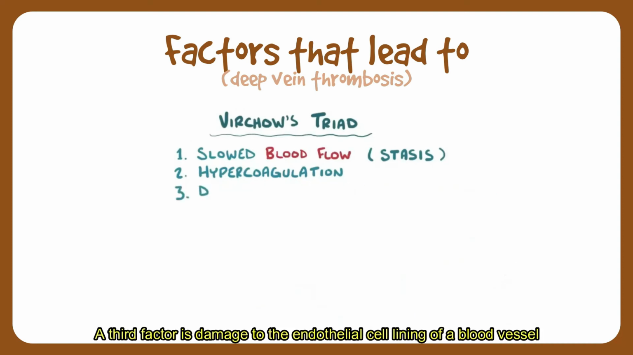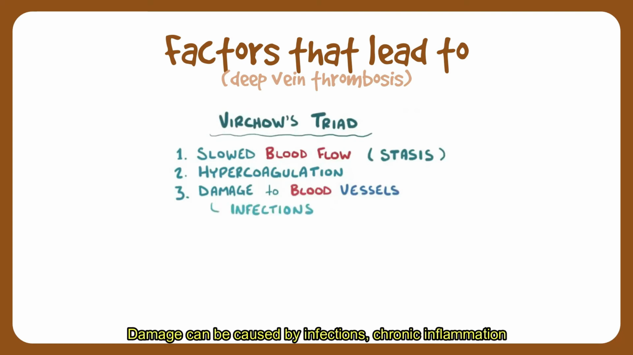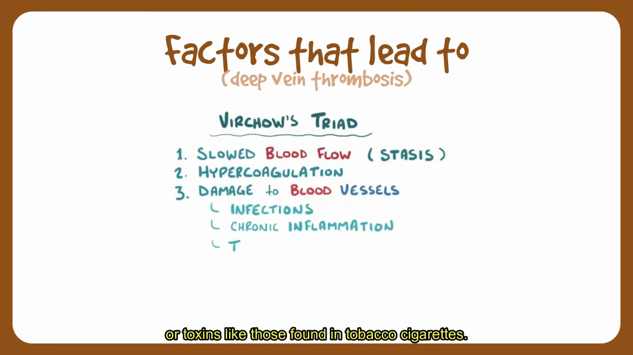A third factor is damage to the endothelial cell lining of blood vessels that expose tissue factor and collagen. Damage can be caused by infection, chronic inflammation, or toxins like those found in tobacco cigarettes.